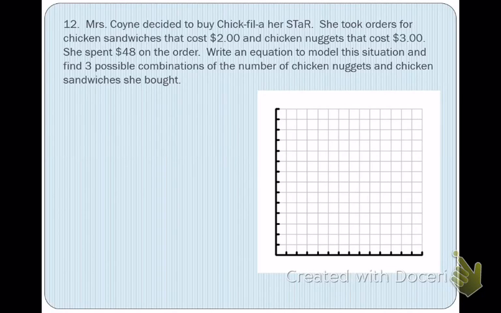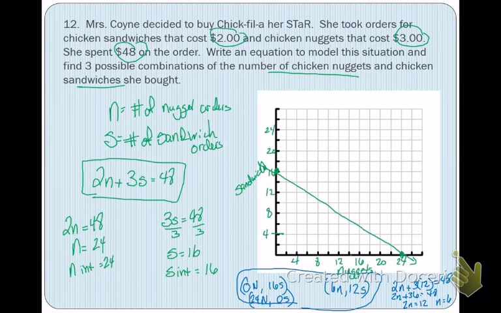Okay, did you get this? Now, if you chose to use x and y, which I think makes more sense, you can make this x and this y, and we're going to change a lot of these variables. Okay, and that's no problem. We can do that. So you let x be the number of nuggets, y be the number of sandwiches, and so you have to try to figure out how she got to her total cost of $48.